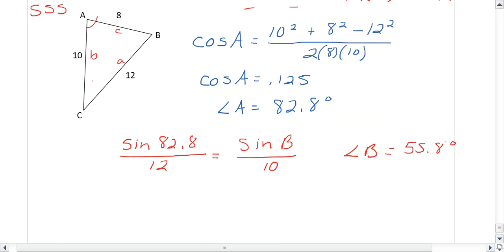55.8 degrees. And now that you know two angles, you don't have to use the law of cosines or sines. You can simply subtract from 180. And if I did that right, I ended up with that angle C is 41.4 degrees. And then the triangle is solved. All right, have fun with the law of cosines.